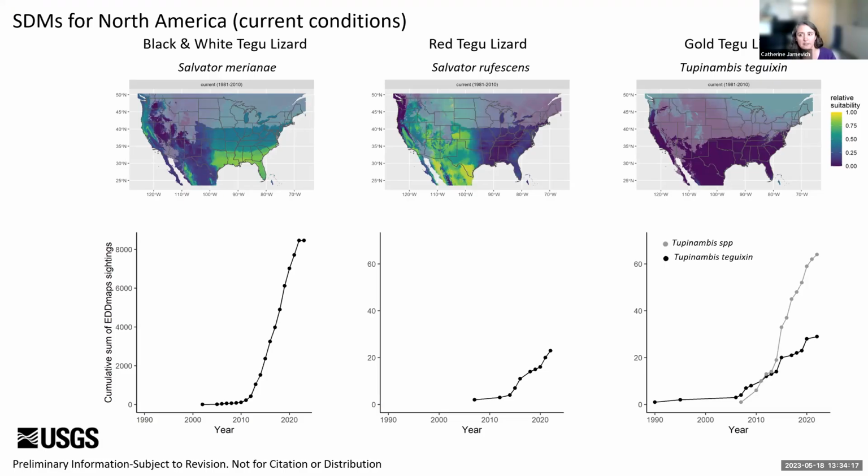We applied them to the US. So here you can see the relative habitat suitability within the United States for those 3 different species of tegu lizards. And what I'm showing down here at the bottom is the accumulation of sightings of the 3 different species within EDDMapS over the last 20 or so years. And so you can see that they're increasing over time.